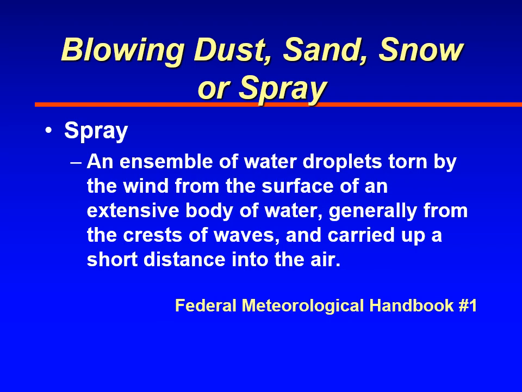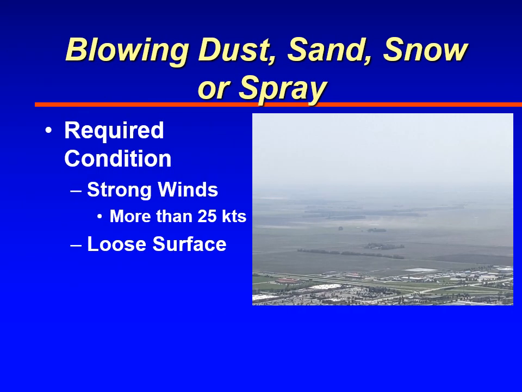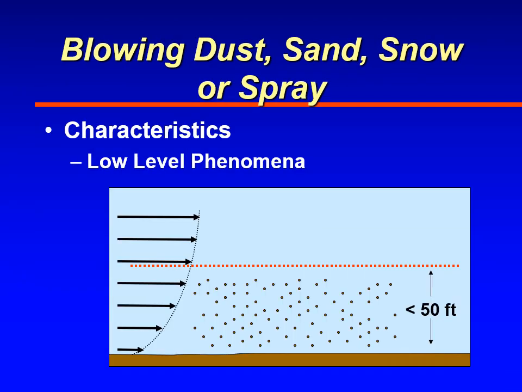Spray is an ensemble of water droplets torn from the wind. So this happens at coastal areas where you have strong wind, that little water droplets will be carried up into the air. And typically, required conditions for any kind of blowing phenomena is strong winds, winds typically more than 25 knots, and also a loose surface. Tends to be a low-level phenomena. If it's higher than 50 feet, then they'll start calling it storms, like sandstorms or dust storms.